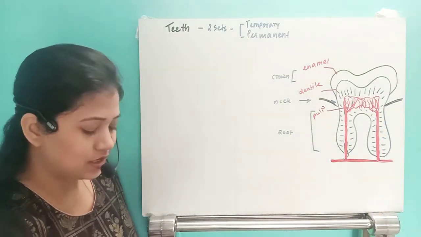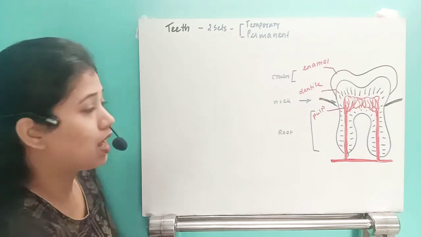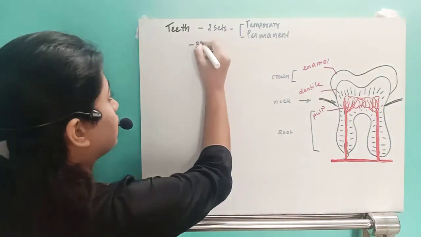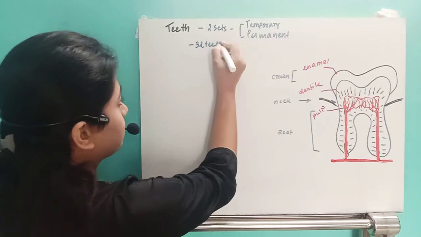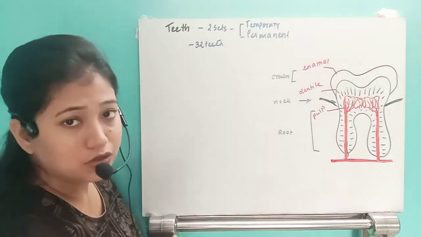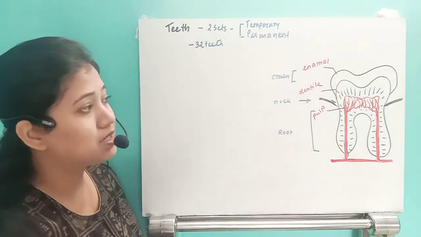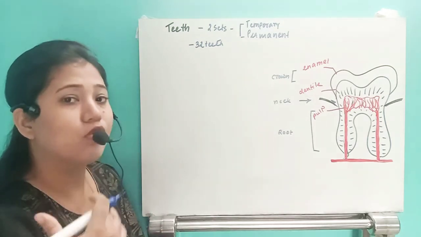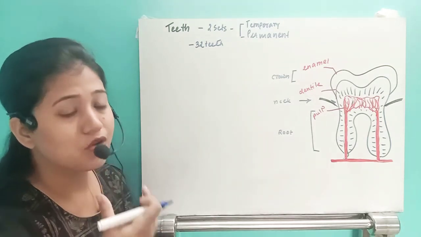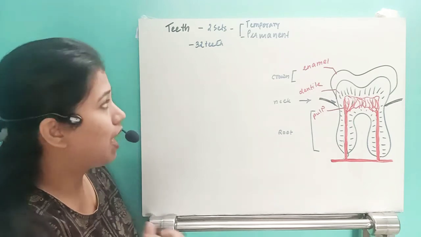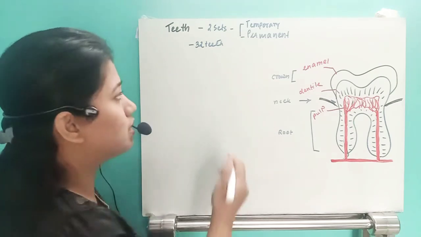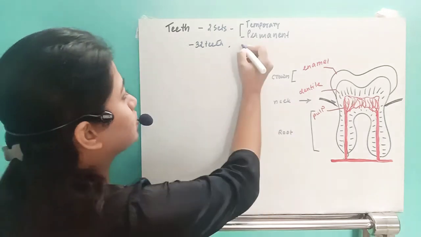If you see the teeth, how many teeth do we have? We have 32 teeth. This 32 teeth is divided into 4 types of teeth. We have 32 teeth in both the two jaws. In one jaw we have 16 teeth. And type wise, we have 4 types of teeth.